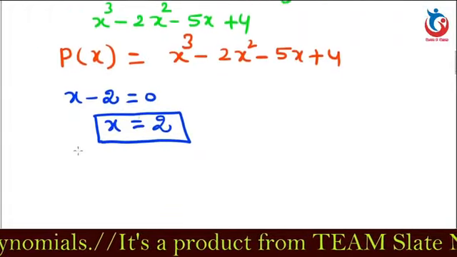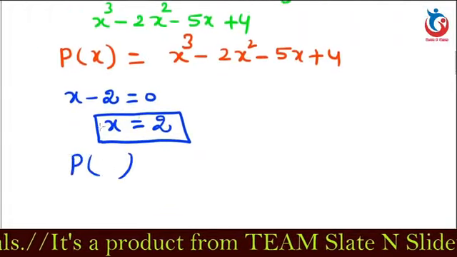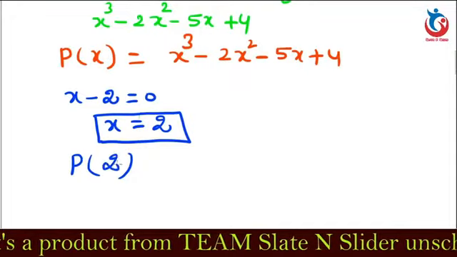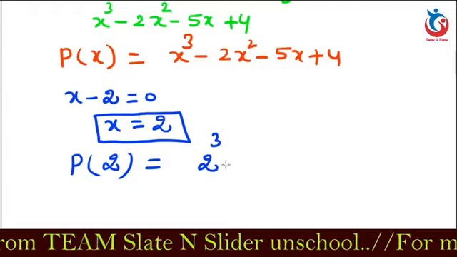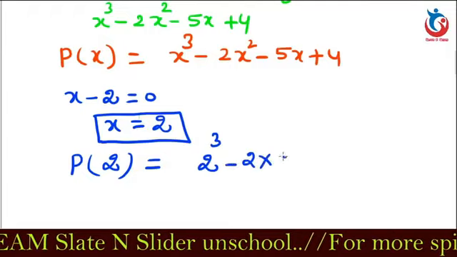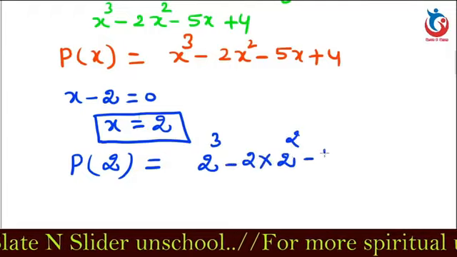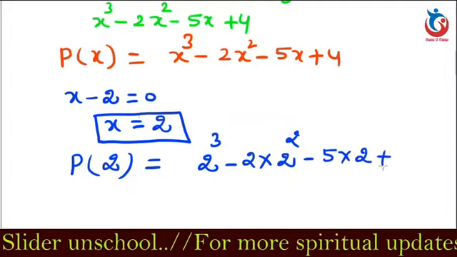So P of, in the place of x, write this 2. P of 2 is equal to, substitute 2 in the place of x, 2 cube minus 2 into 2 square minus 5 into 2 plus 4.